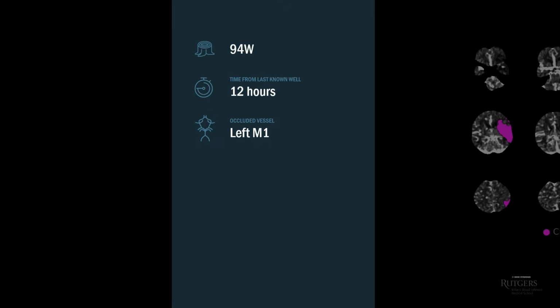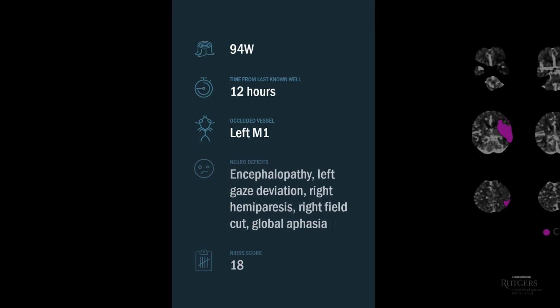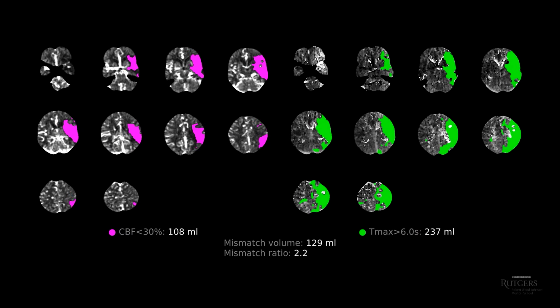Okay, what about this patient? 94-year-old woman with atrial fibrillation who presented 12 hours from last known well with acute left M1 occlusion, causing encephalopathy, left gaze deviation, right hemiparesis, right field cut, and global aphasia. NIH stroke scale score is 18. To intervene or not to intervene?